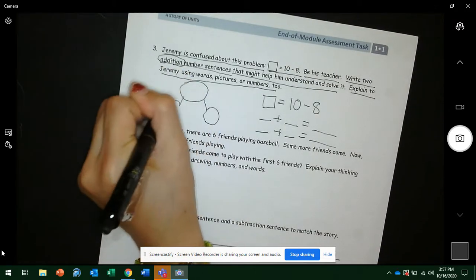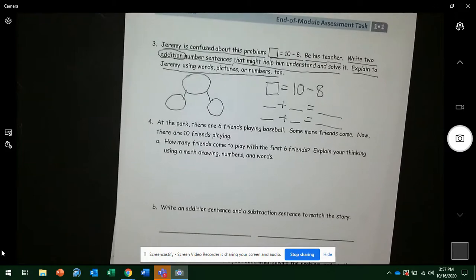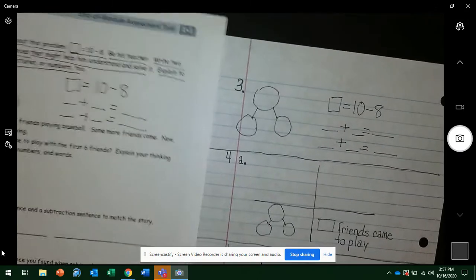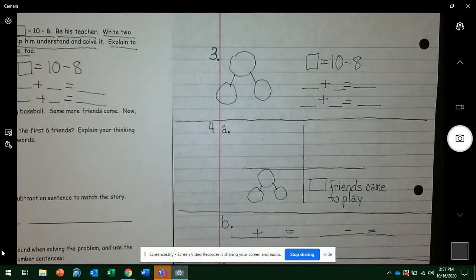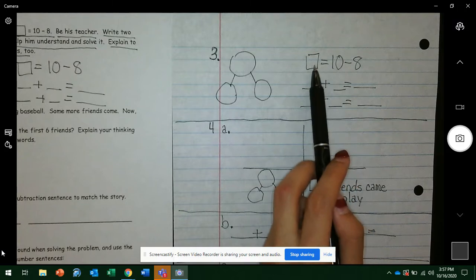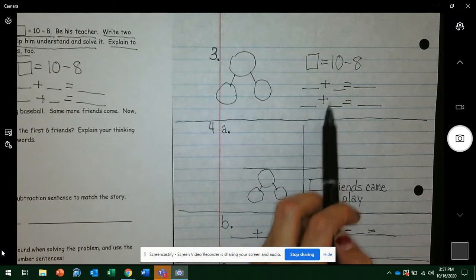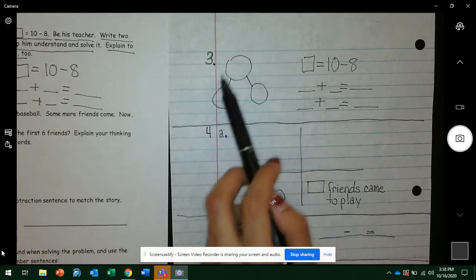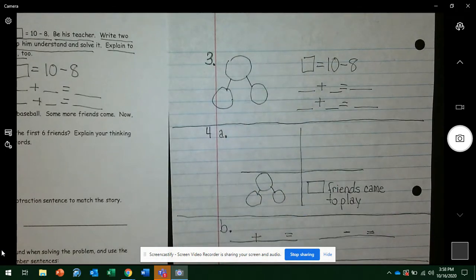Make sure to use your number bond to help you write the 2 addition sentences. If you're doing it on a sheet of lined paper, you write number 3, you write your number bond, the problem you're solving, make sure to write your answer, and then you write your 2 addition sentences as well. Go ahead and write a big line under when you're done so we know that's all of problem 3.